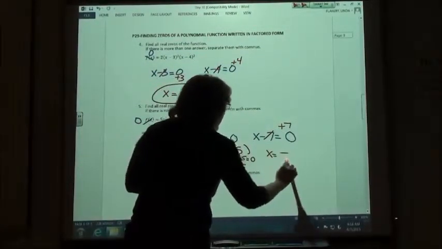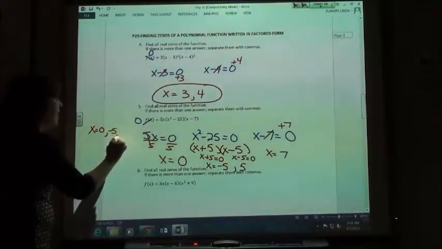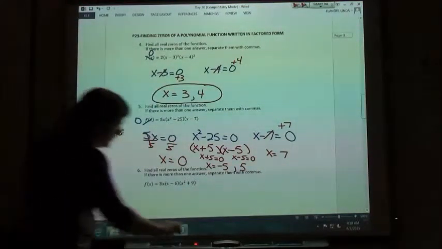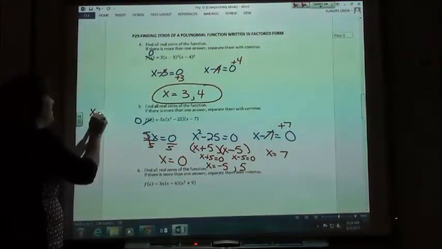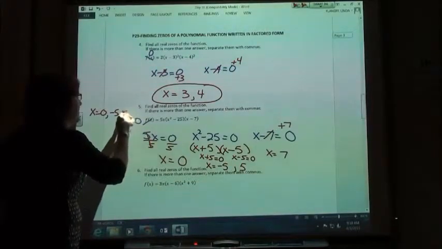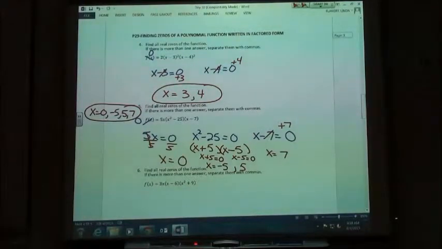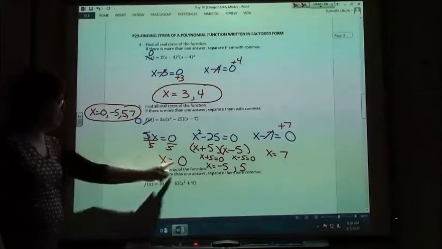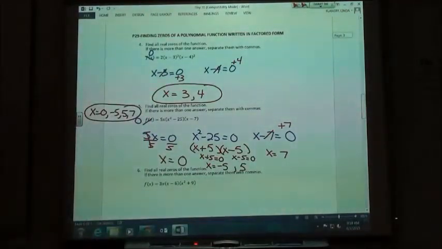So on this one, I've got 4 different answers. X could be 0, negative 5, positive 5, or 7. This doesn't quite write exactly where I think it's going to write, so I'm going to put 4 answers in on that one. We got 0 here, we got a minus 5 and a positive 5 here, and we got a 7 there. All 4 of them are going to go in: 0, minus 5, 5, 7.